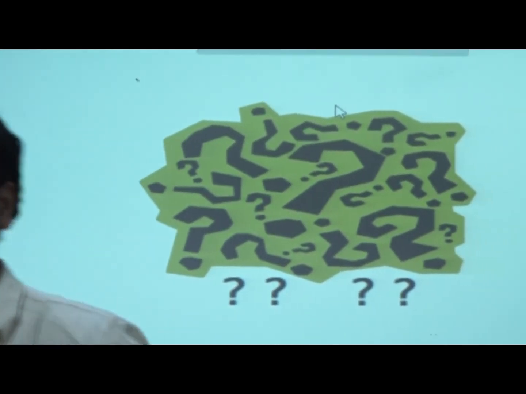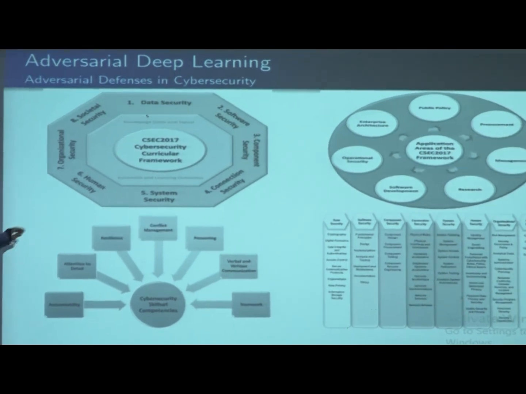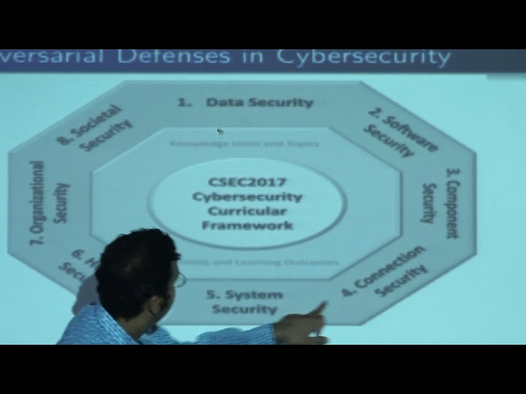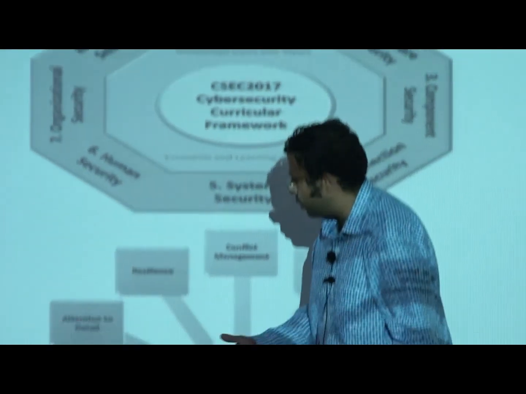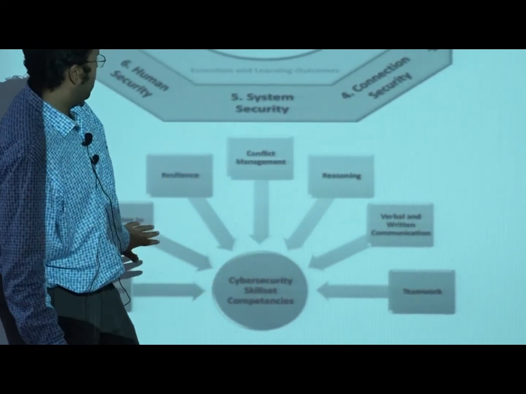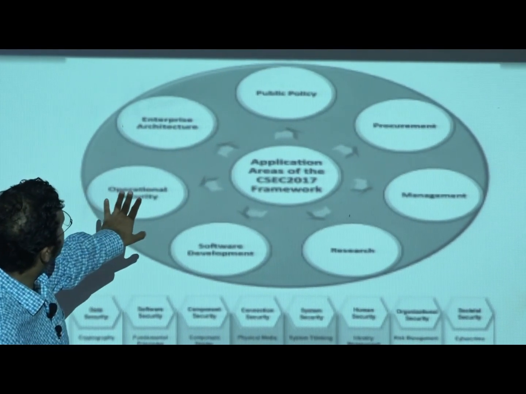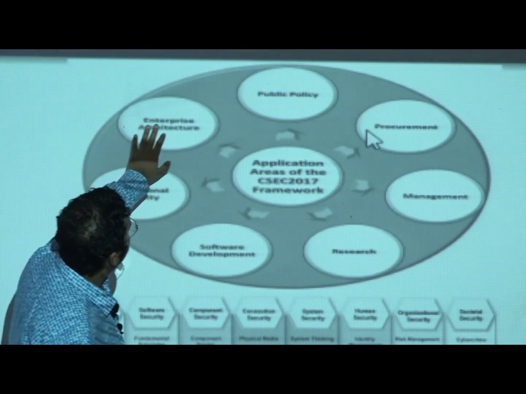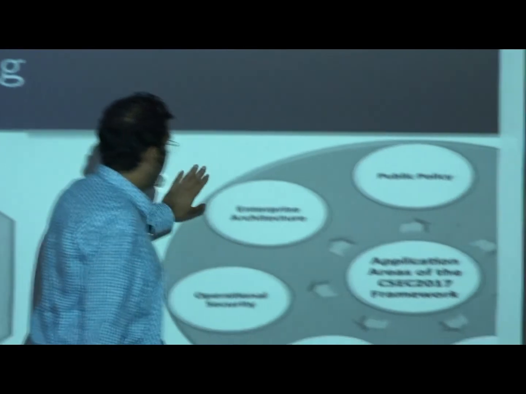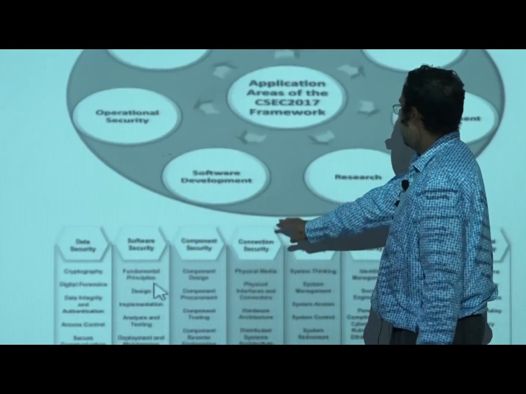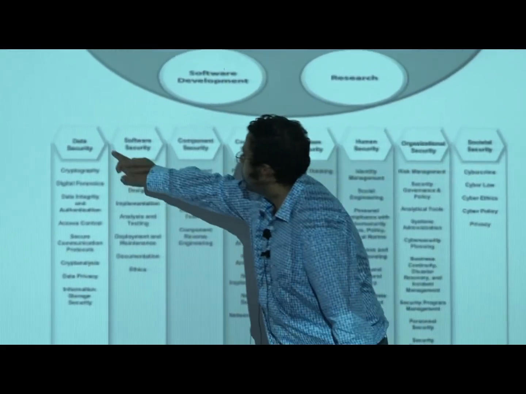Okay, so here's an IEEE standard, just the last slide, previous slide please. Okay, so this is an IEEE standard on the different types of security: data, software, component, connection, system, human, organizational, societal. Now for all of these securities, the competencies which have to be built into the solution are resilience, conflict management, communication, teamwork, attention to detail, etc. Now this is what skills people have to acquire, and the stakeholders here are enterprise architects. Expand this please. Public policy, enterprise architecture, organizational security, software development, management, procurement, all these are stakeholders for all these different types of security.